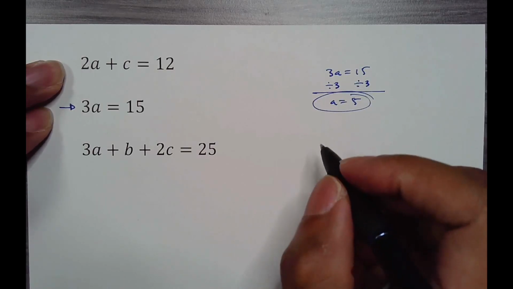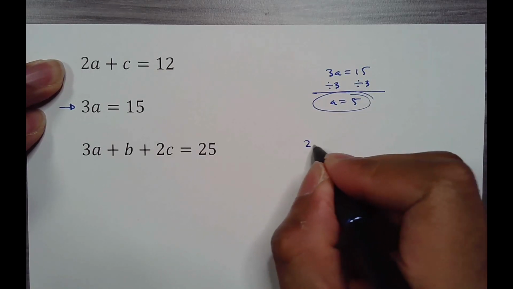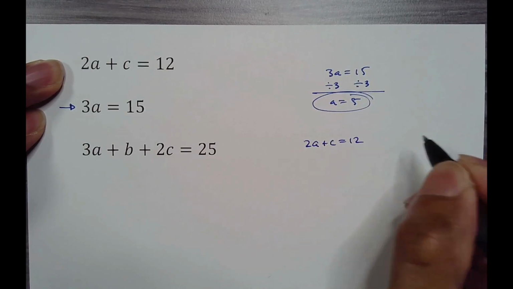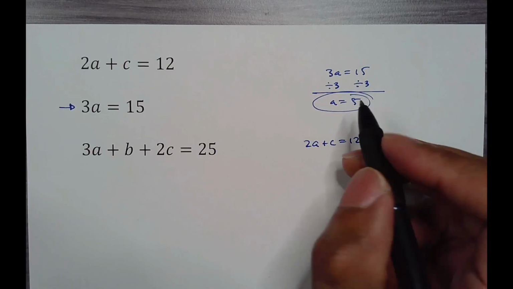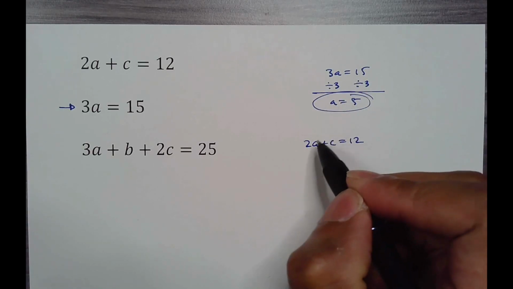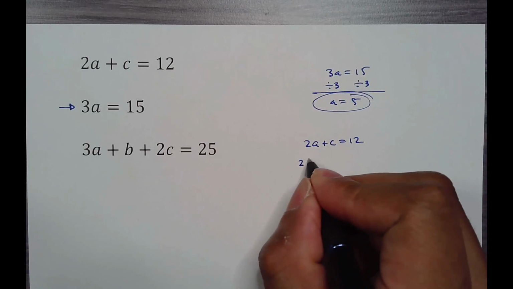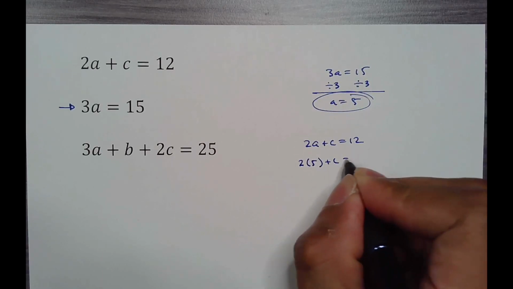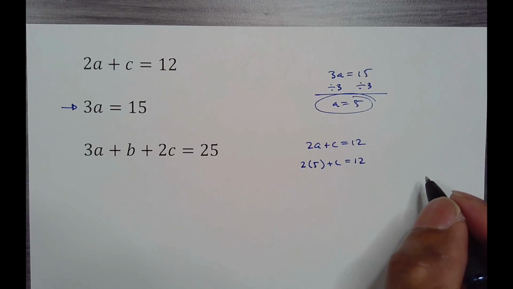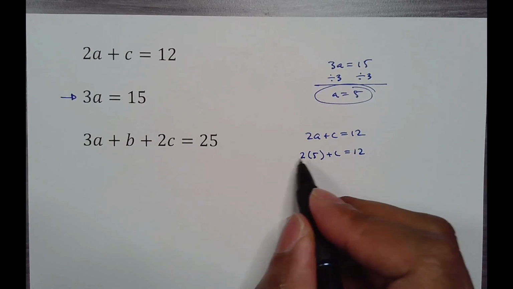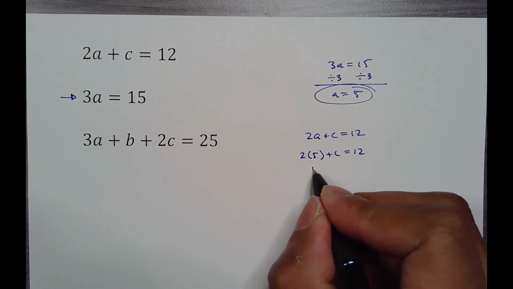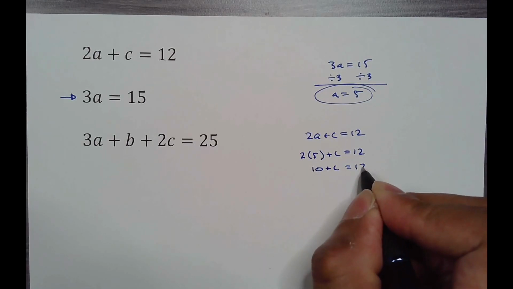So I come over here and I will write, again, this is me being responsible, 2a plus c equals 12. And then using what we did in the first chapter, which is if a is 5, then we substitute 5 in using parentheses. So 2(5) plus c equals 12. Now simplify what you can. 2 times 5 is actually 10, plus c equals 12.